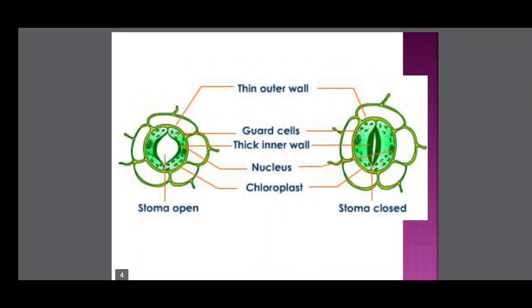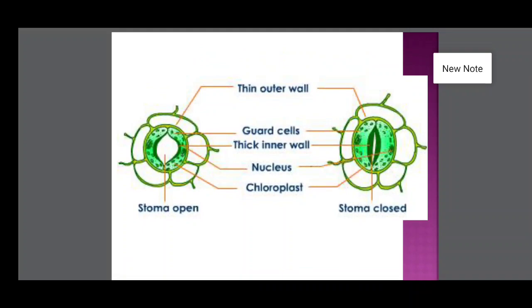So you see the stomata structure here. Two diagrams appear on the slide. One is the stomata open, another one is the stomata closed. The stomata are surrounded by guard cells, and the guard cells are surrounded by subsidiary cells. Here the guard cells are the main ones for stomata opening and closing.